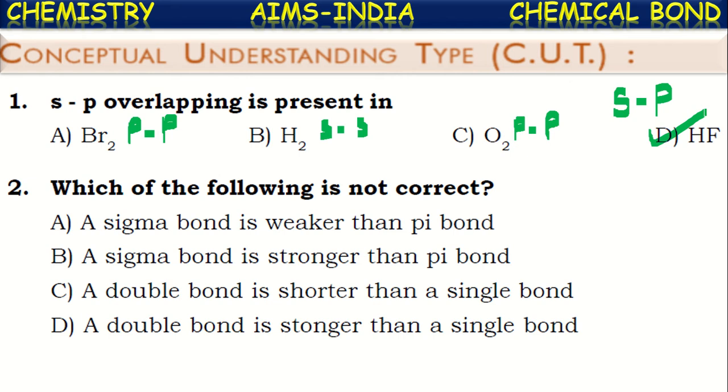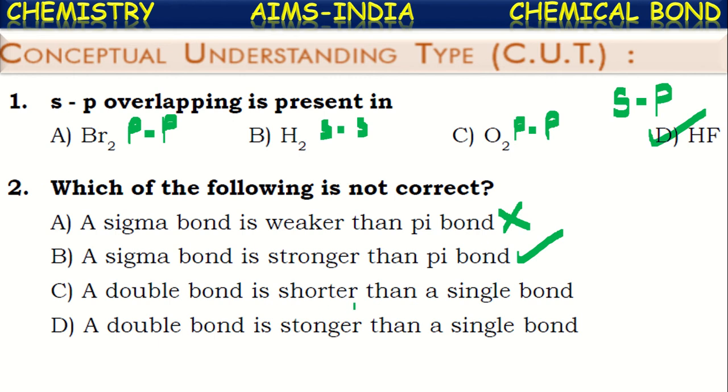Is it correct? No. Because a sigma bond is formed by the end-to-end overlapping of atomic orbitals on their axis of nuclei, and hence the extent of overlapping is maximum. So the formed sigma bond will be a stronger bond, whereas a pi bond is formed by the lateral overlapping of atomic orbitals that are perpendicular to their axis of nuclei, and hence the pi bond is somewhat weaker than the sigma bond. So here it is given the reverse way. So it is a wrong statement. The second one, a sigma bond is stronger than pi bond. This is correct.